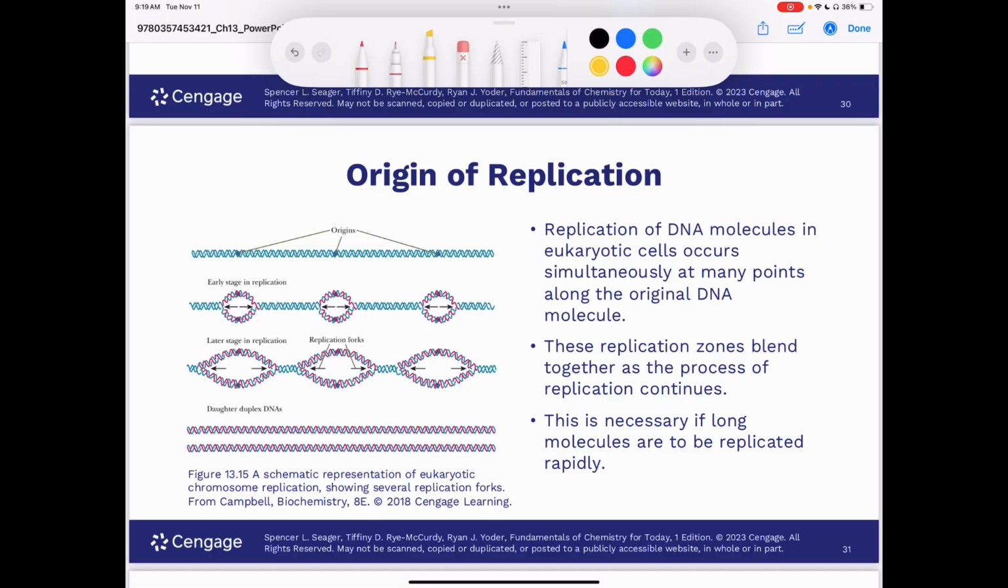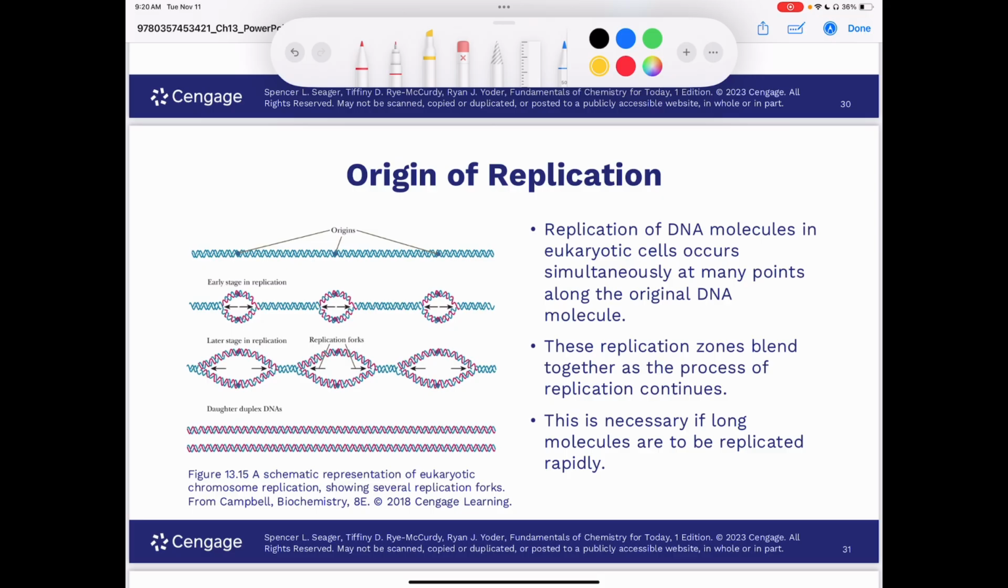Observations with an electron microscope show that the replication of DNA molecules in eukaryotic cells occurs simultaneously at many points along the original DNA molecule. These replication zones blend together as the process of replication continues. This is necessary if long molecules are to be replicated rapidly. For example, it's estimated that the replication of the largest chromosome in the fruit fly would take more than 16 days if there were only one origin of replication.